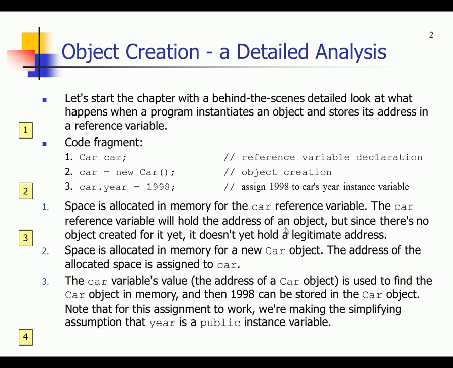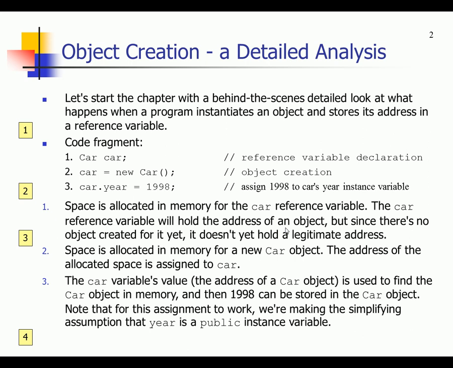So, line 1, it says space is allocated in memory for the car reference variable. It says the reference variable will hold the address of the object. So, on line 1, we basically say we need a new car. We're creating an object of type Car. But we tell it we're going to be putting it over there.